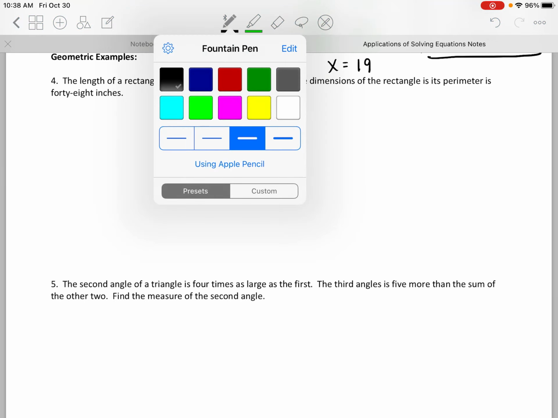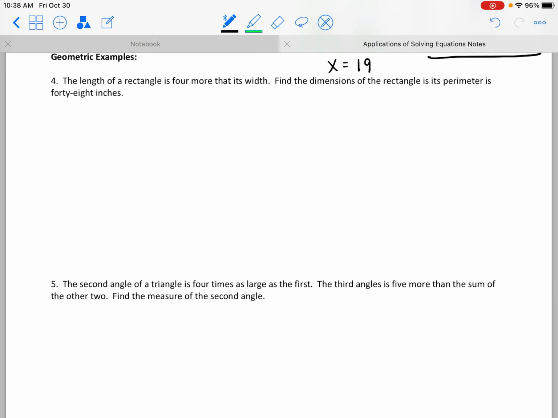So it says we've got a rectangle here. Let's draw this out. I like to draw when I can. All right, a rectangle is easy enough. It says that the length of the rectangle is 4 more than the width, and we're going to be looking for both dimensions, both the length and the width. But just like before, I don't want to have multiple variables here. So we have to decide if the length is the variable or if the width is the variable.